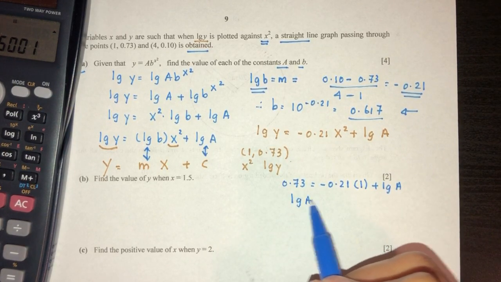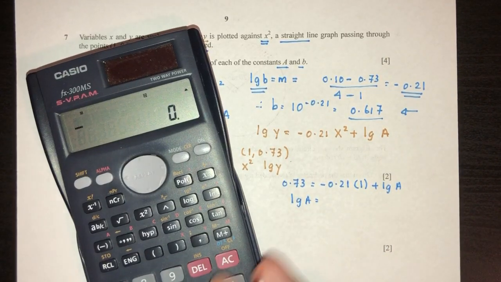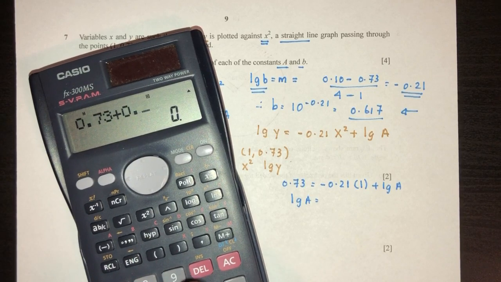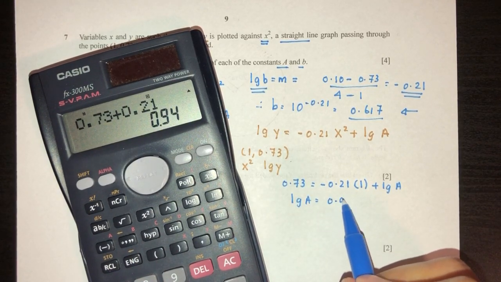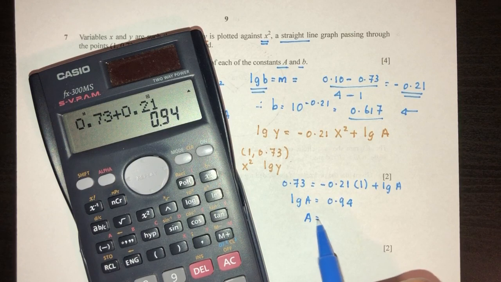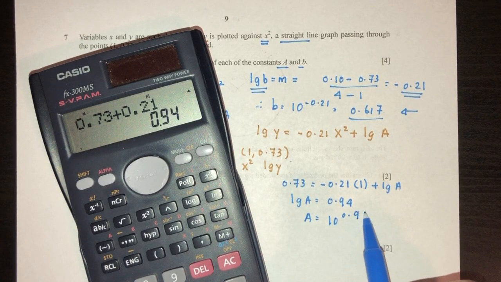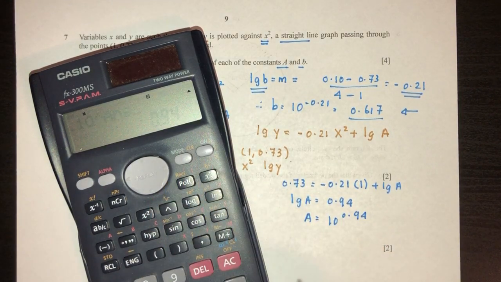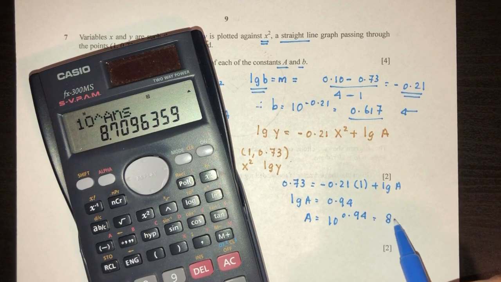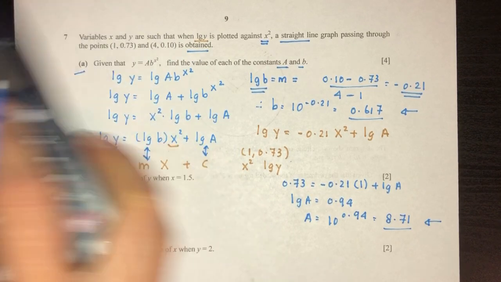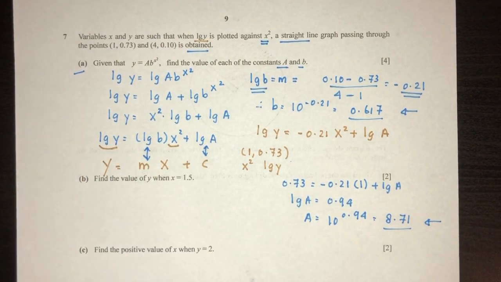So log a is equal to what? 0.73 plus 0.21, that will be 0.94. So a will be 10 power 0.94. That is 8.71, correct to 3SF. That is your value of a. Okay, that is for part 1 of the question.